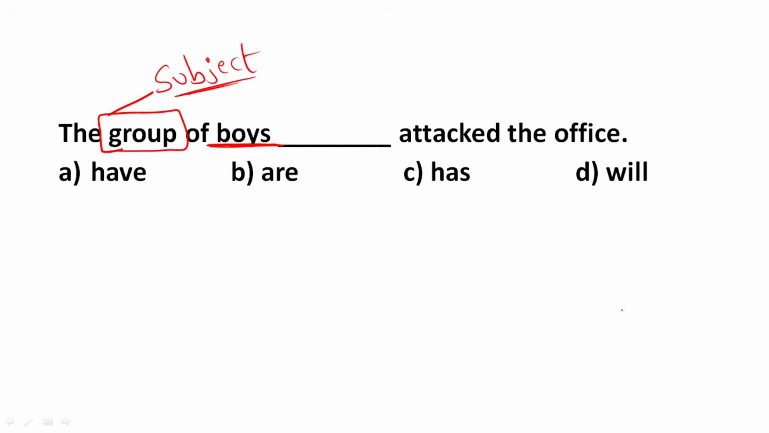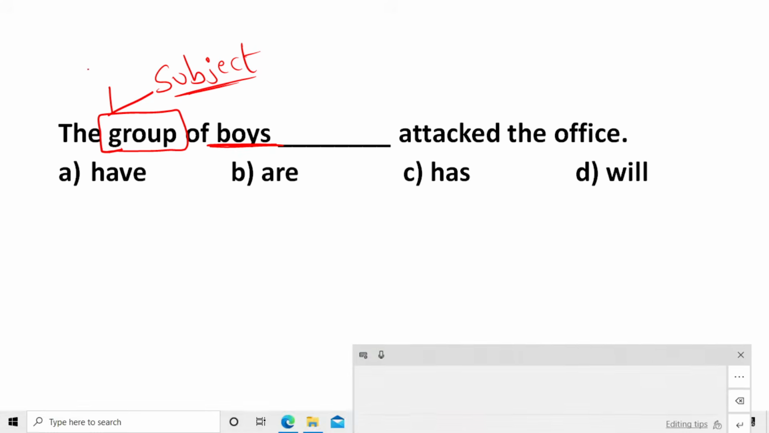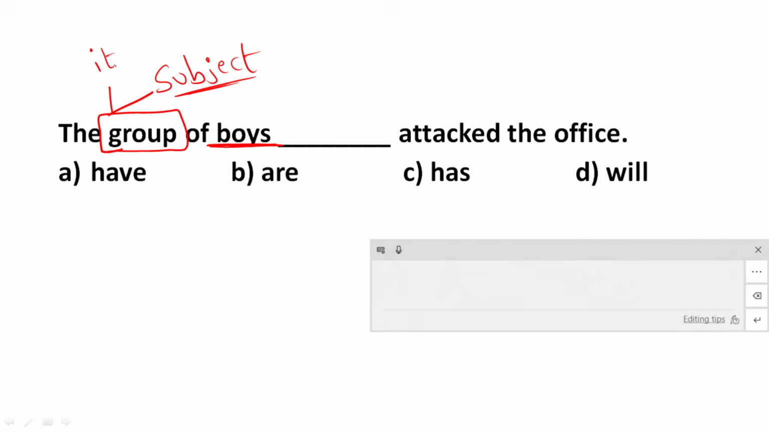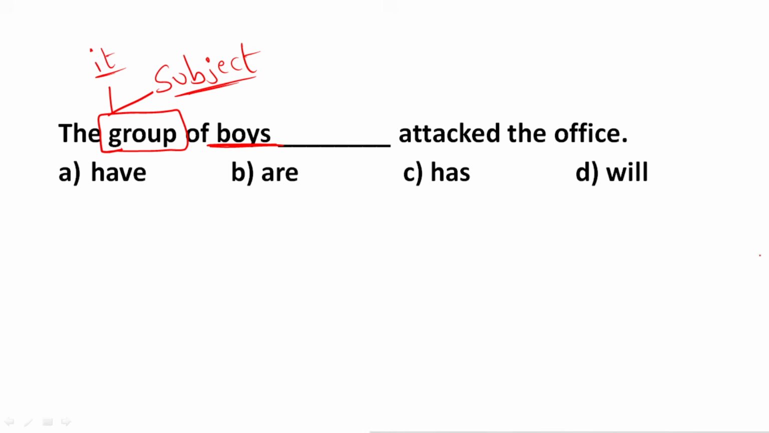Now tell me, group is singular or plural? Group is singular. For example, the pronoun for group is it. Pronoun for group is it. So now naturally, the group of boys means it is the subject. Can I use have? No way. I can't use have at all because group is singular. I can't use have in any way.